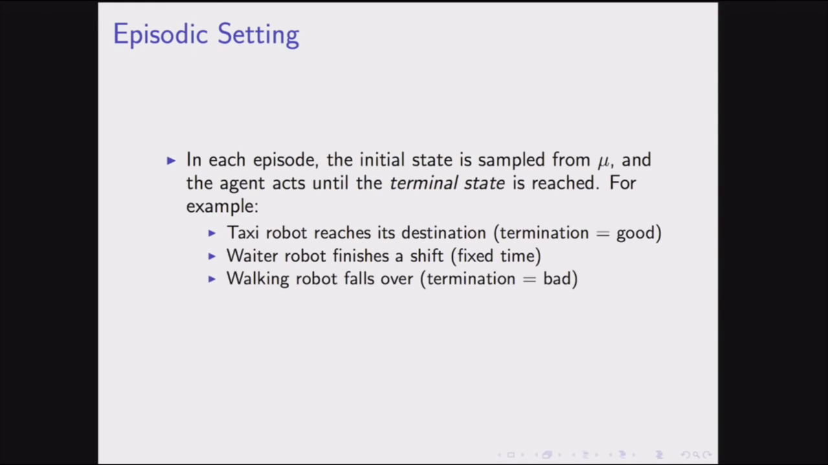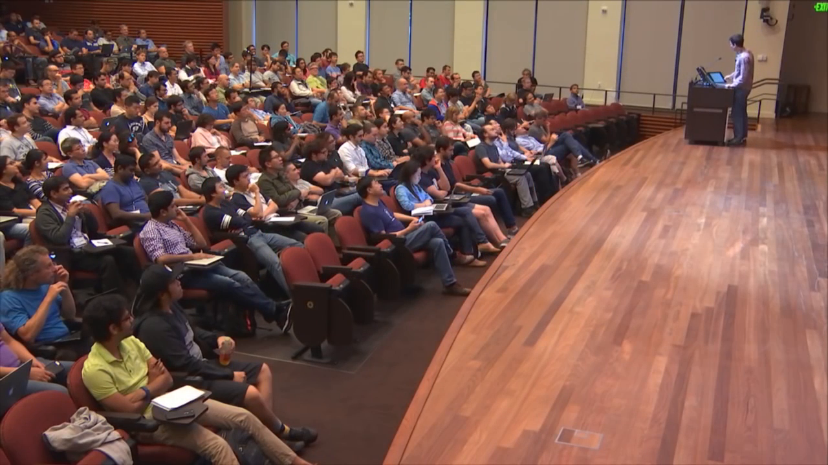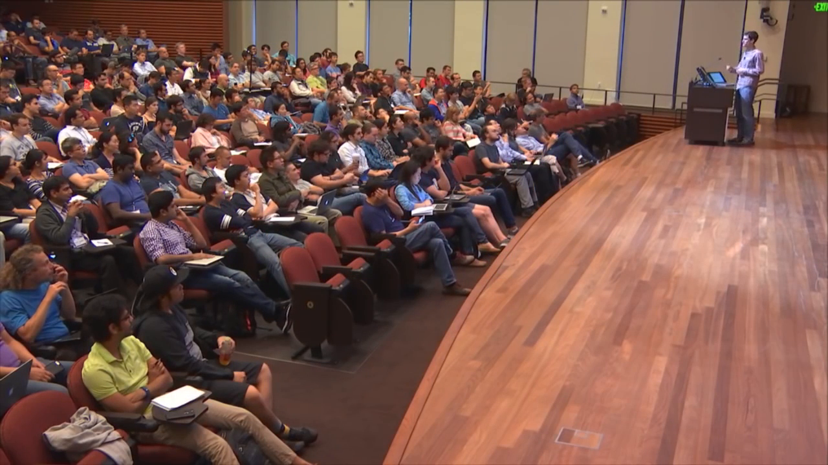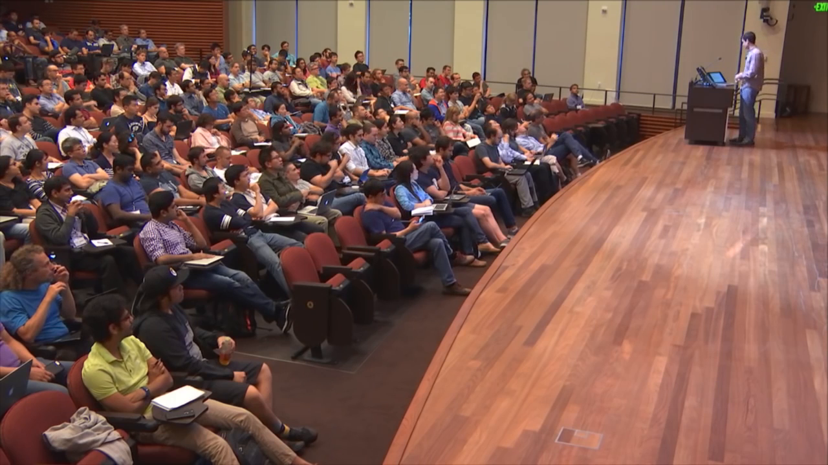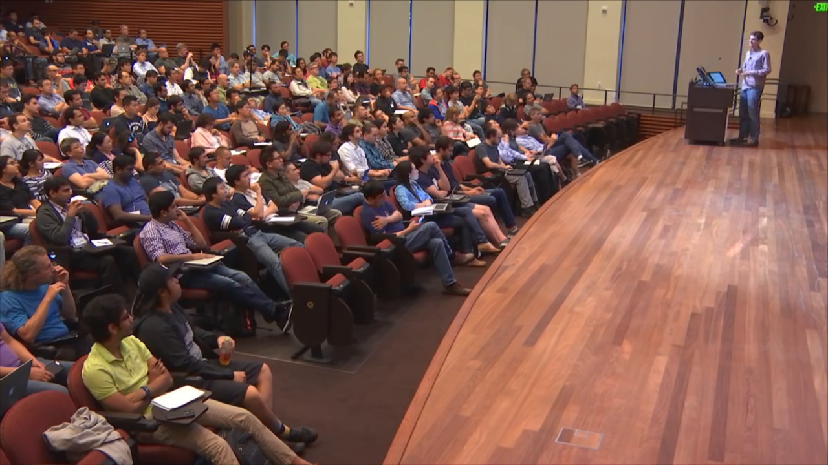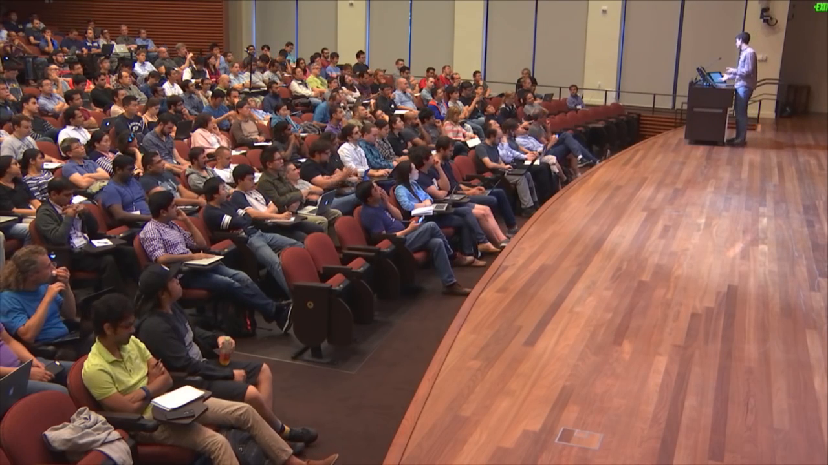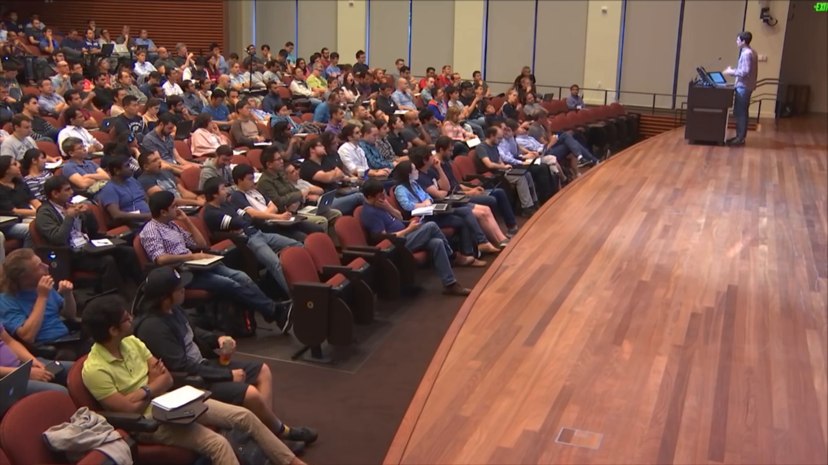And then you could imagine another kind of task where termination is bad and you want the episode to last as long as possible. So you can view life as an example of that. But also you could imagine having a walking robot where you want it to walk as far as possible before it falls over. And in this setting, it's pretty easy to define what the goal is. We just want to maximize the expectation of the total reward per episode.